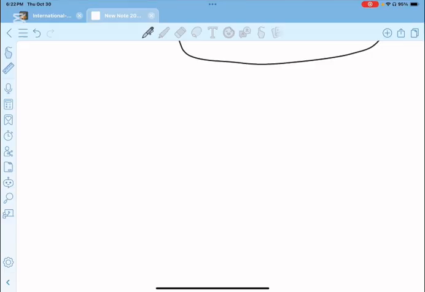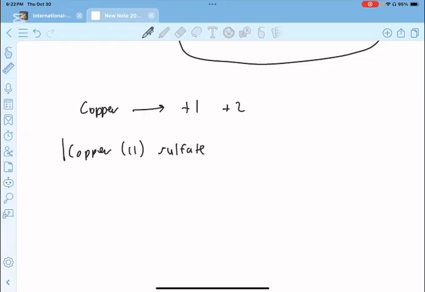So transition elements have varied oxidation states, right? Like copper, for example, let's use copper as an example, it will have an oxidation state of +1 or +2, right? So you have to specify when you're writing this stuff down, okay? Let's look at examples of these. Copper 2 sulfate. This is a common type of sulfate, okay?